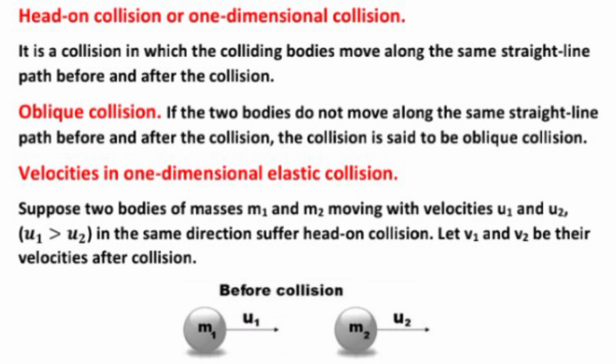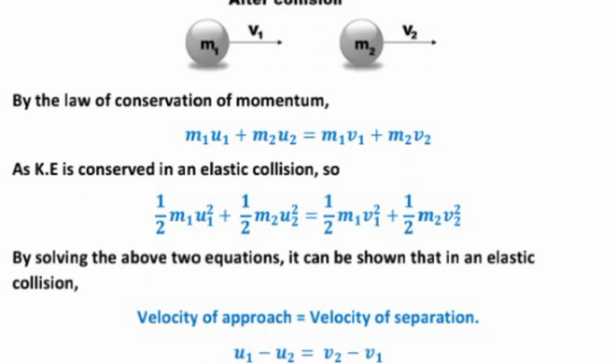Velocities in one-dimensional elastic collision. Suppose two bodies of masses m1 and m2 moving with velocities u1 and u2 in the same direction suffer head-on collision. Let v1 and v2 be the velocities after collision. Then by the law of conservation of momentum, m1u1 plus m2u2 equal to m1v1 plus m2v2. And the kinetic energy is conserved in an elastic collision: half m1u1 square plus half m2u2 square equal to half m1v1 square plus half m2v2 square.